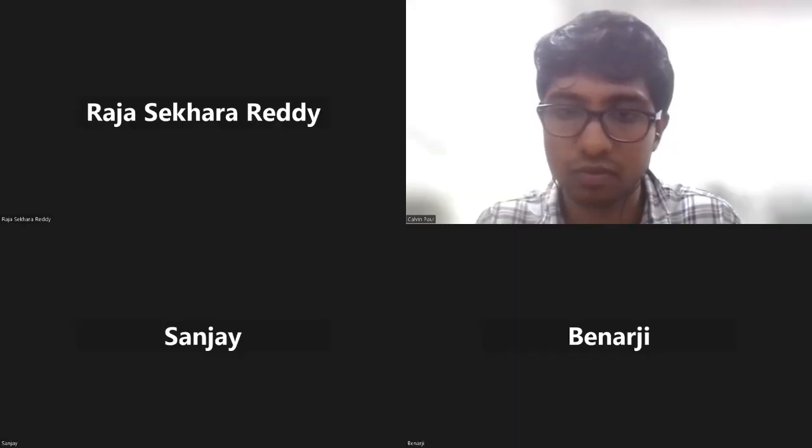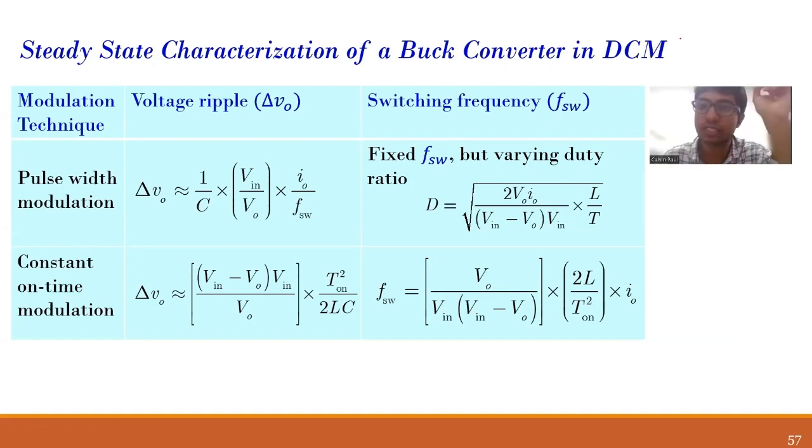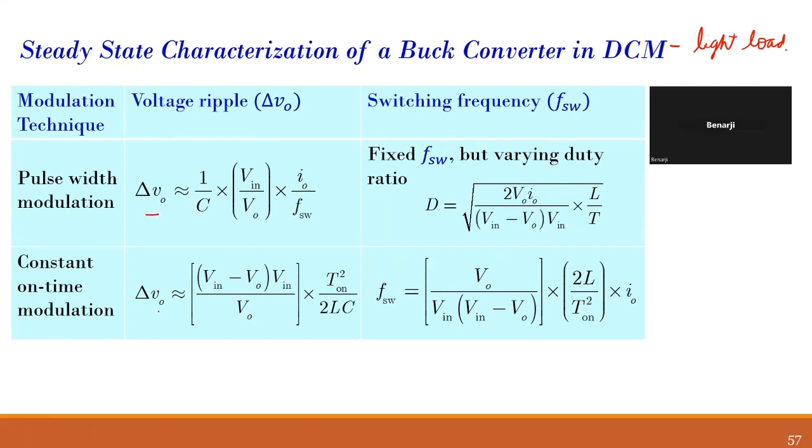Another thing I told is that this DCM occurs at light load. It will usually occur at light load condition. So we have found this is the expression for voltage ripple.